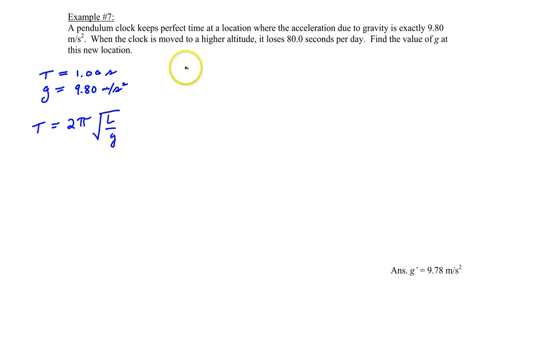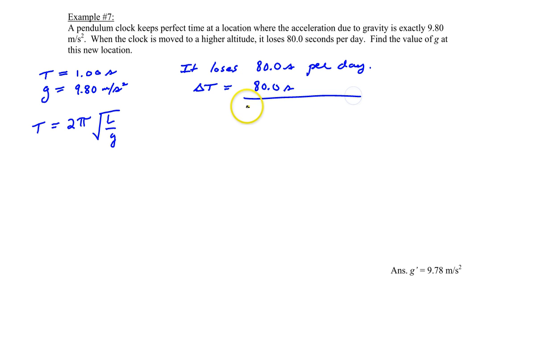So let's find out what that new period would be. We know that it loses 80.0 seconds per day. Let's find that change in time. That's 80.0 seconds per day. So we have 1 day, but we need to convert that to seconds. There are 24 hours in 1 day, and then there are 60 minutes per hour, and then there are 60 seconds per minute.